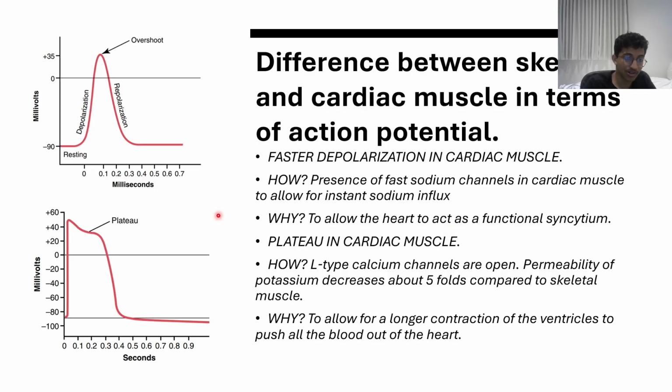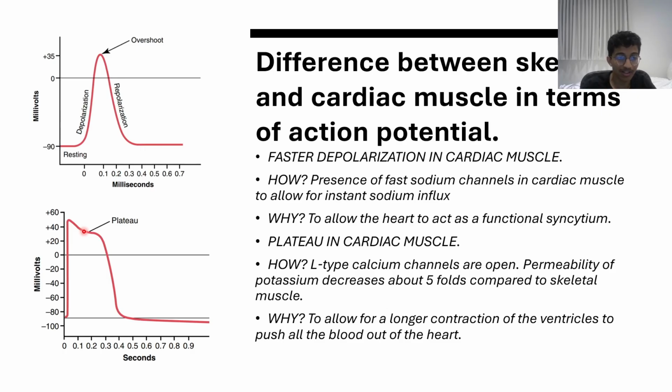Now, another difference you might notice is the plateau that we talked about earlier. The plateau is present because, first of all, slow calcium channels are open, and the permeability of potassium is less in cardiac muscle. When we talk about cardiac muscle, potassium has less permeability during this plateau. And there are slow calcium channels. So, like I said, calcium going in, potassium going out, it kind of creates a balance, which creates this plateau.